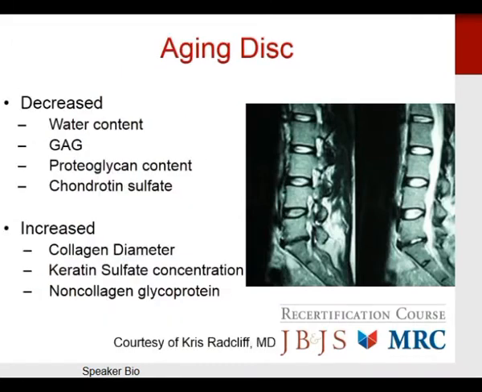As the disc ages, realize that the water content decreases because the GAG content decreases. Relatively speaking, the proteoglycan and the chondroitin sulfate also decrease. You see a relative increase in the collagen diameter and the keratan sulfate concentrations increase. As a result, remember that chondroitin sulfate decreases with aging discs, while keratan sulfate increases.